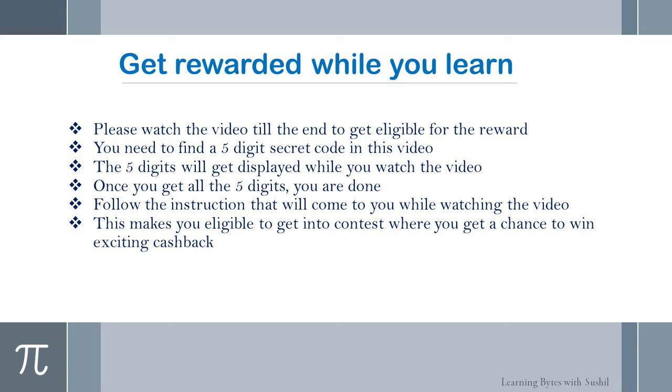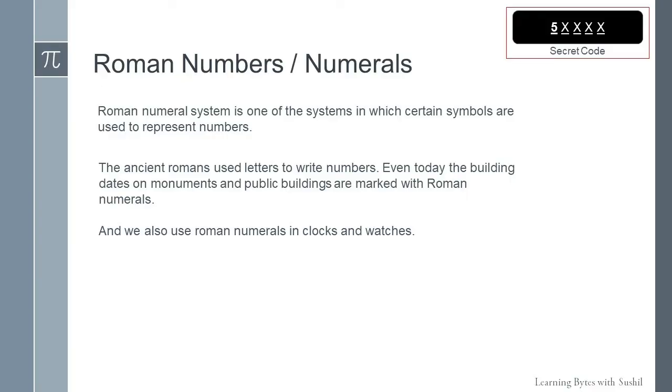Roman numbers. The Roman numeral system is one of the systems in which certain symbols are used to represent numbers. We all know that in ancient times, Romans used letters to write numbers. Even today, the building dates on monuments and public buildings are marked with Roman numerals. Interestingly, we also use Roman numerals in some clocks and watches. You must have seen that at your place, right?